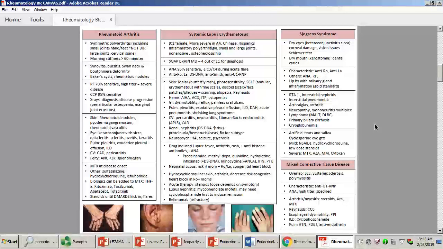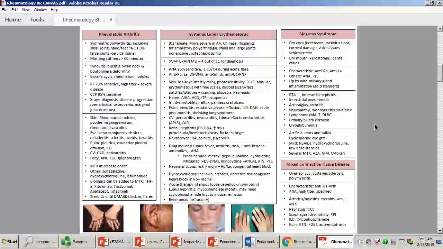Then you can have your subacute cutaneous lupus as well. So that's going to be annular, erythematous with fine scales specifically. Discoid, scalp and face, think about that. The discoid thing, really keep in mind with discoid is it's scarring. So the discoid will scar, you get alopecia associated with it because of the scarring as well, whereas the subacute cutaneous lupus doesn't scar.